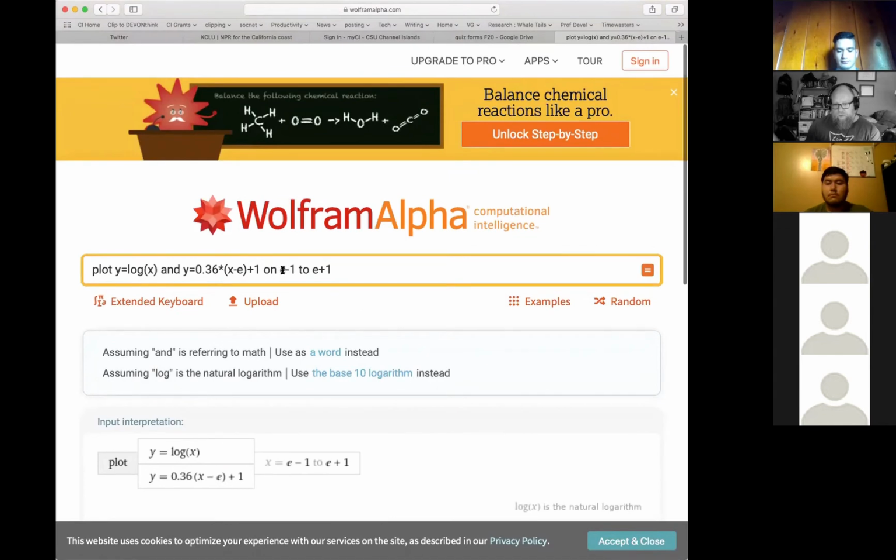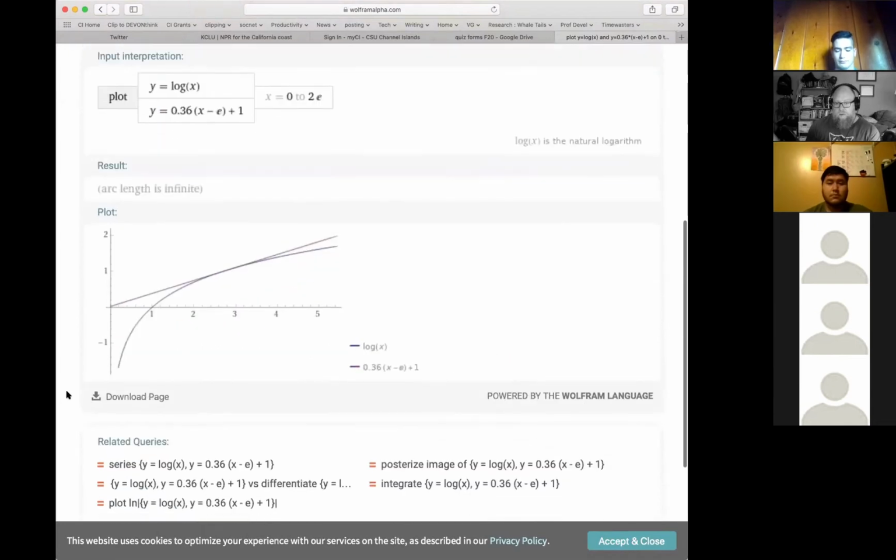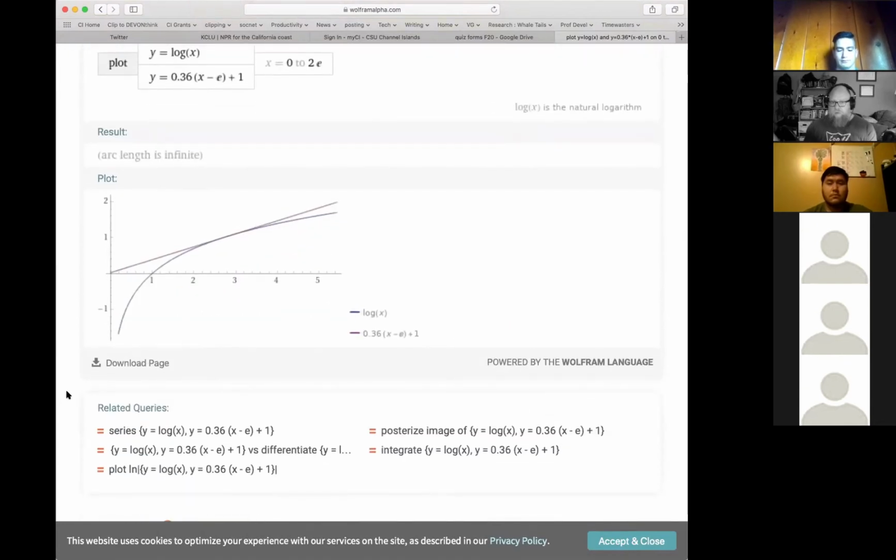And let's go to our original from 0 to 2 times e. All right, so there you go. There's the graph of the logarithm along with the tangent line at the point e comma 1. And this tangent line, we came up with 0.36 times x minus e plus 1. That looks pretty good. It's not exactly right because our calculation of the slope was an estimate, but this looks pretty good. Good job.